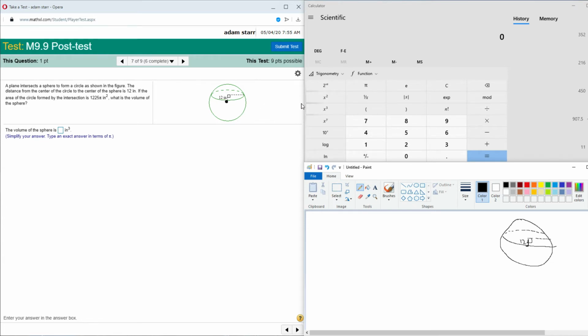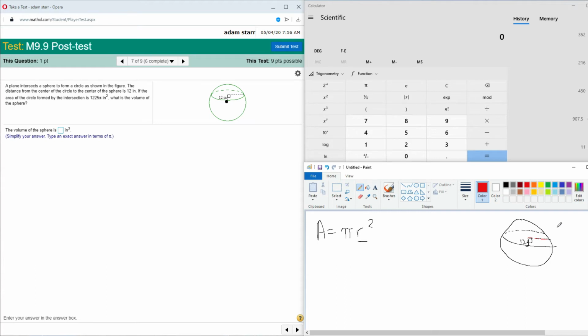So the only way we can find the volume of a sphere is if we know the radius of the sphere, which it does not give to us. It only has this 12 here. But it does tell us the area of the circle. So area is pi r squared of a circle, and it's giving us what that area is. So we can find what the radius of the circle is. And the radius of the circle is this distance right there.